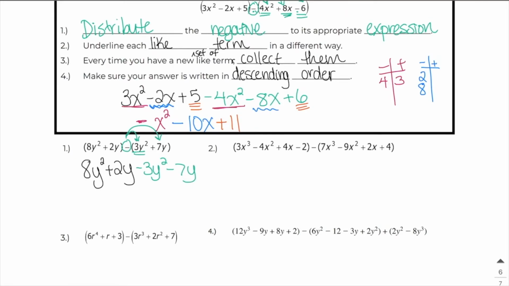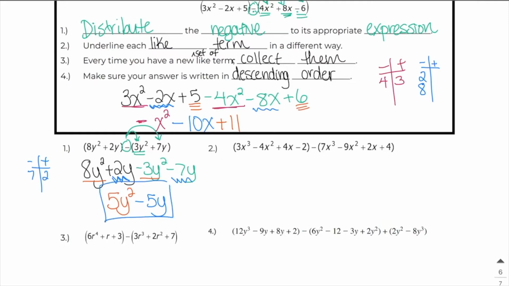Let's collect our like terms. 8y squared is like negative 3y squared. So 8 minus 3 is 5, and I've got 5y squared. And then here I've got 2y and negative 7y. Team positive won the 2 points here, and team negative won the 7 points. So team negative won by 5 points. So this is negative 5y.